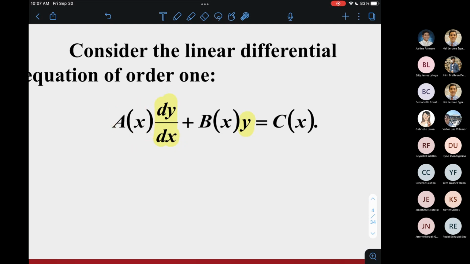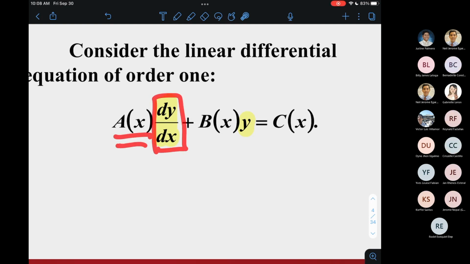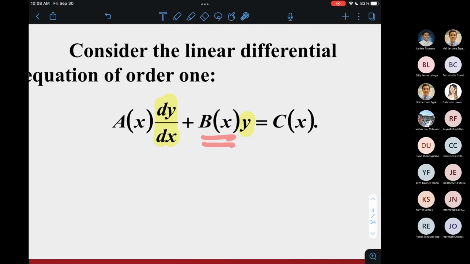The function a need not be linear. Basta dapat function lamang siya ni x. Kahit may x squared yan, kahit may cosine x yan, okay lang. Ang sinasabi natin na linear dito, dapat linear in the variable y prime and y lamang. So whatever is multiplied to y prime should be a function of x alone, and whatever is multiplied to y is a function of x alone. Tapos yung right-hand side, dapat wala na ring variable y.